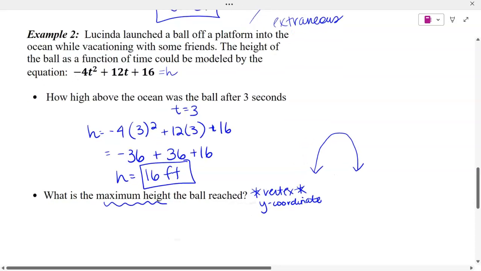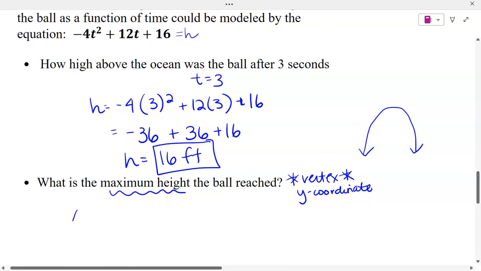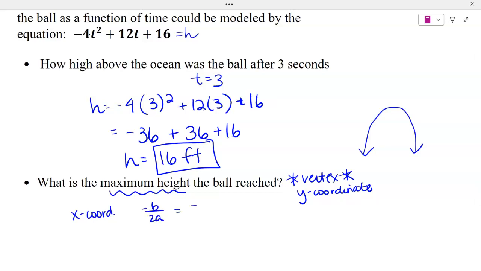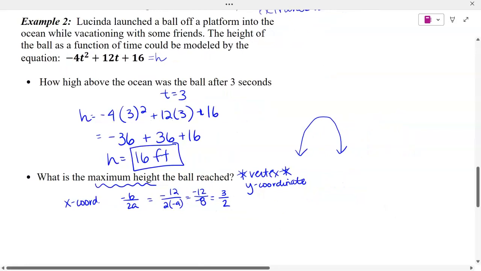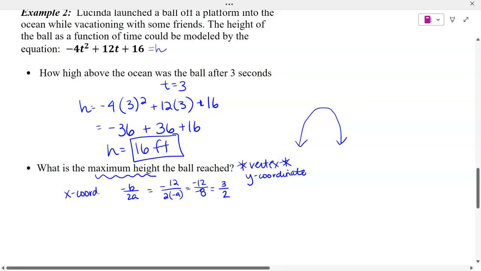Now, we talked last class about an easy way to find the x-coordinate. We could just do -b over 2a. And in this case, b is 12, so we have -12 over 2 times a, and a here is -4. So we have -12 over -8, and we can reduce that by 4, and so we end up getting 3 over 2 is our x-coordinate. So we can take that x-coordinate and plug it back in to get our y-coordinate.